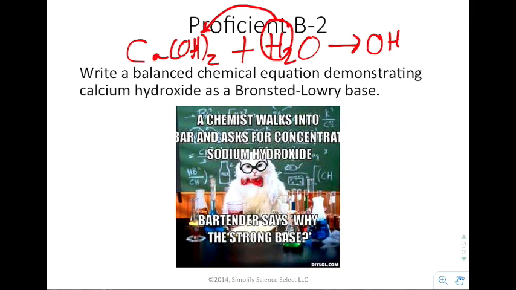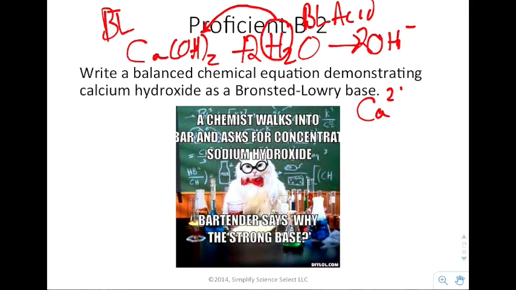Calcium hydroxide is accepting that proton. As a result, this right here is the Bronsted-Lowry acid because it's giving away a proton. This would be the Bronsted-Lowry base because it's accepting that particular proton. So you would actually need two of these, and when you did that, you would get OH minus, but there would be two of them, and then you would also get calcium 2 plus, and you would get water.